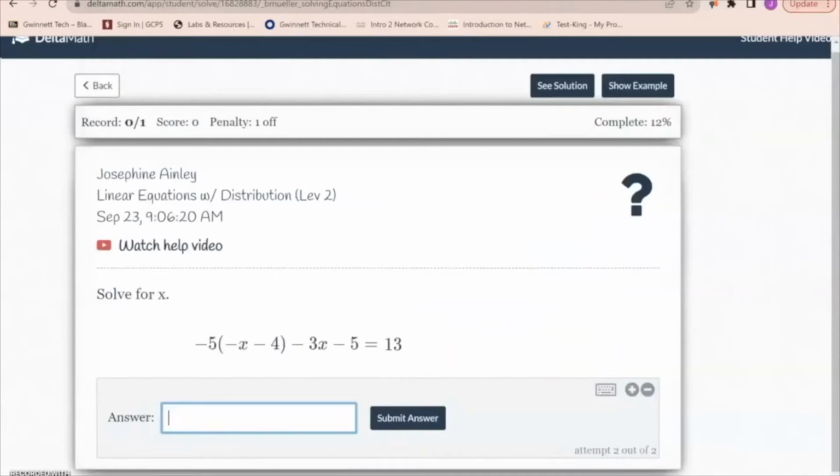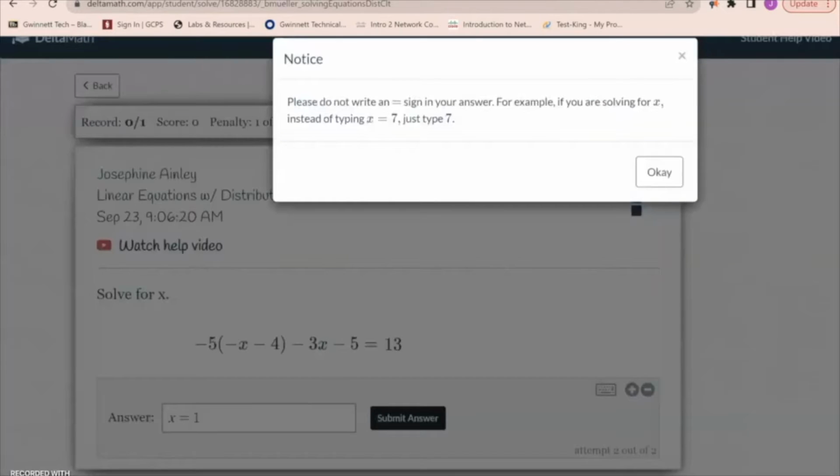So x equals -1. So if I try to type in x equals -1, it tells me, oh, don't do that, just type in the number.